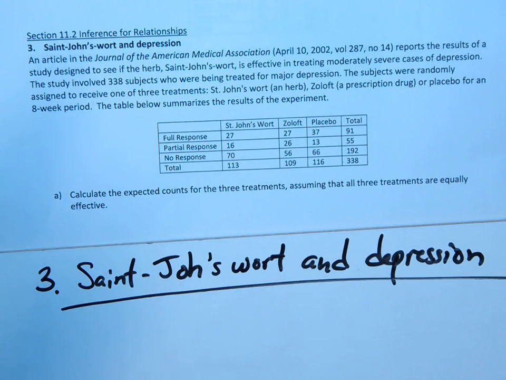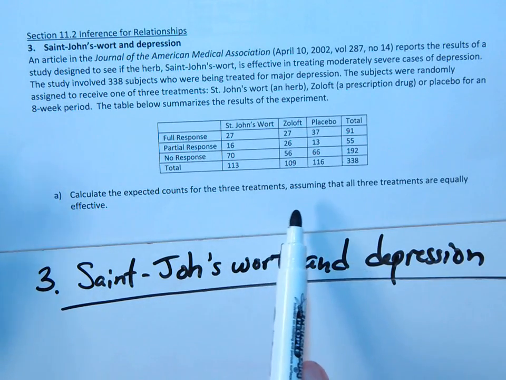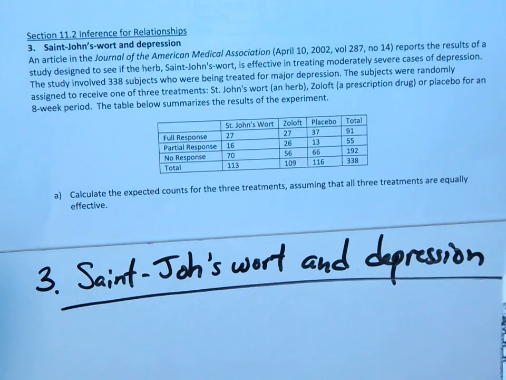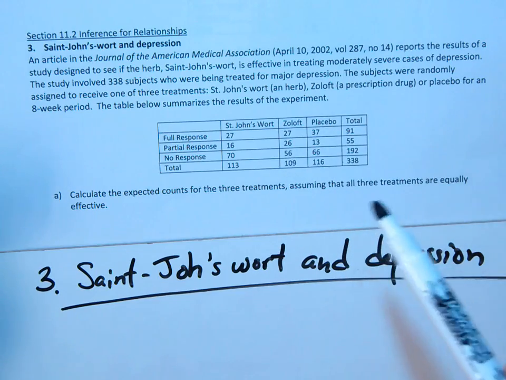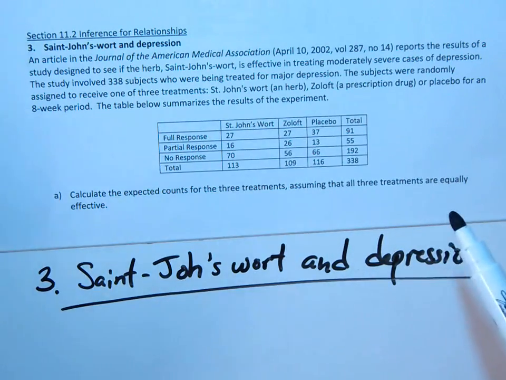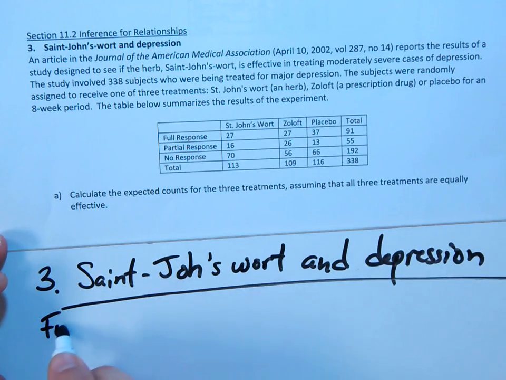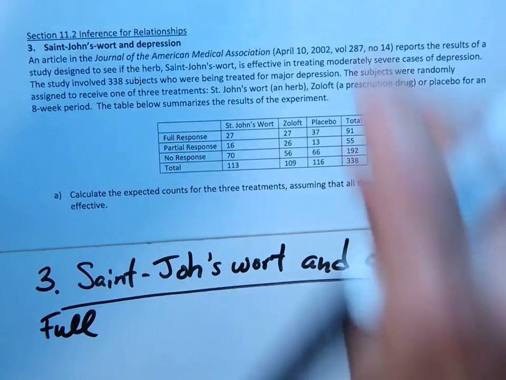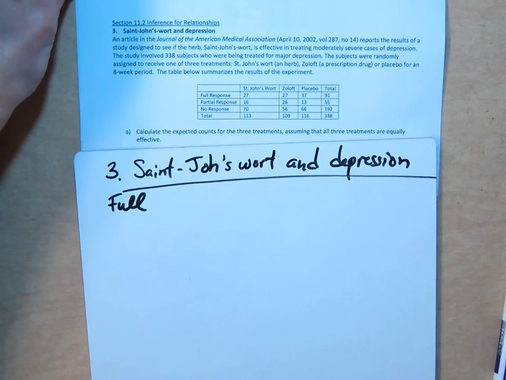So we need to first calculate the expected counts for the 3 treatments, assuming that all treatments are equally effective, because that's what we're comparing to. So we kind of have to redistribute these numbers for what they would be if every treatment was equally effective. So we'll show all the work for full response, and then we'll go a little bit faster once you know sort of how to use the formula for it. So I'll leave the problem there.